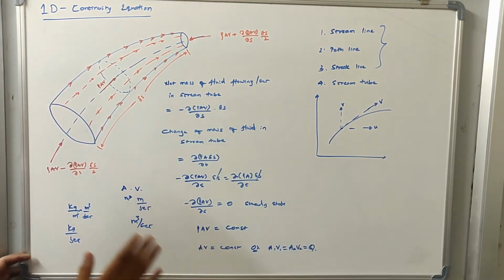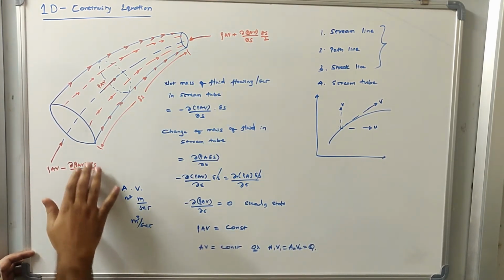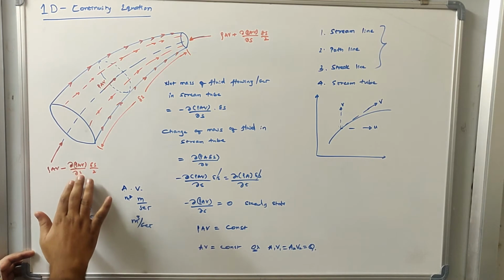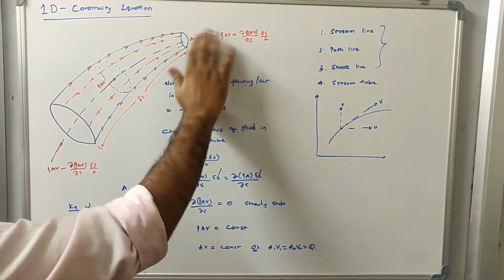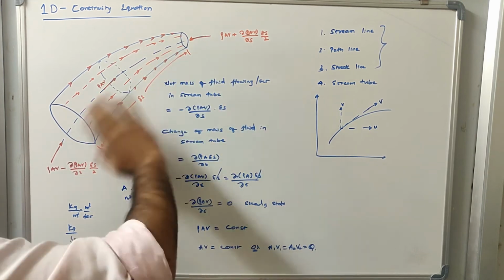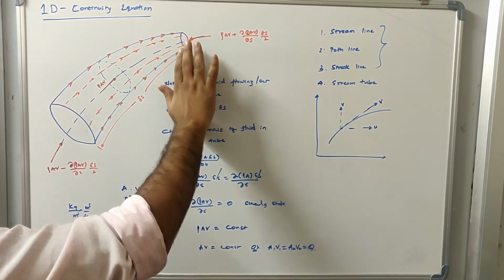To calculate that, I will take the sum of these two. Sum of these two means rho AV minus ∂(rho AV)/∂S into delta S by 2. Here the direction you can see is opposite to the direction of flow, the direction of this mass of fluid. So that's why I have to take the negative of this.